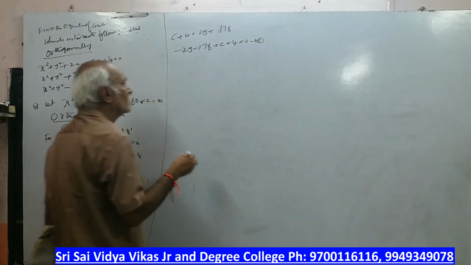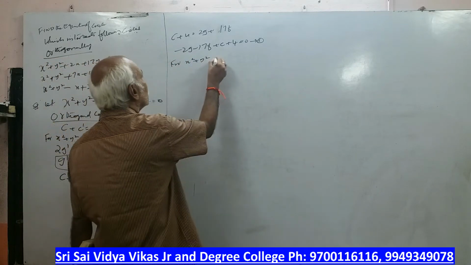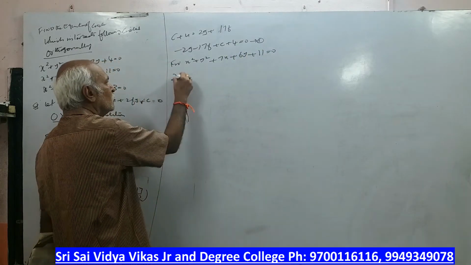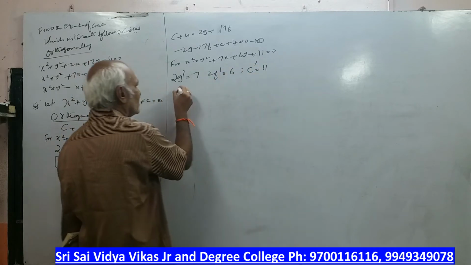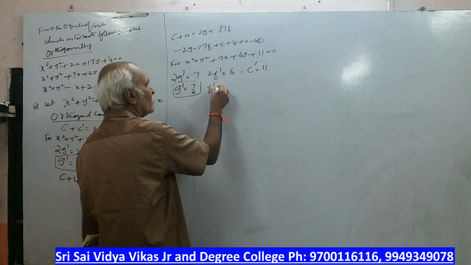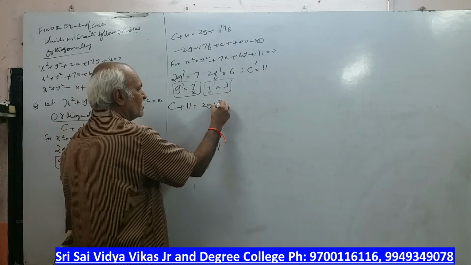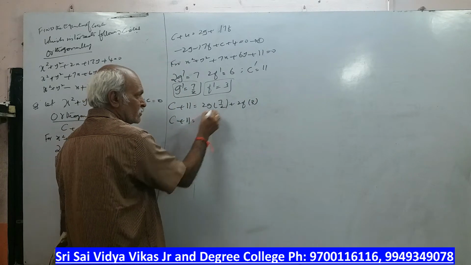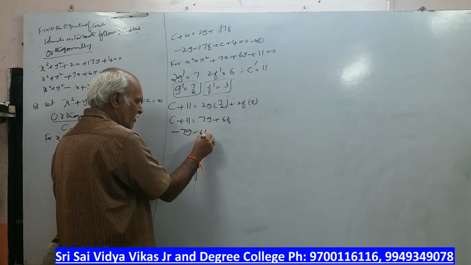First equation. What is the second? For x square plus y square plus 7x plus 6y plus 11 is equal to 0, 2g dash is equal to 7, 2f dash is equal to 6, c dash is equal to 11. So what is g dash? 7 by 2. f dash is 3. Again, c plus 11 is equal to 2g into 7 by 2, 2f into 3. So c plus 11 is equal to 2 will get cancelled, 7g plus 6f. Bring the term this side. We are formulating equation.